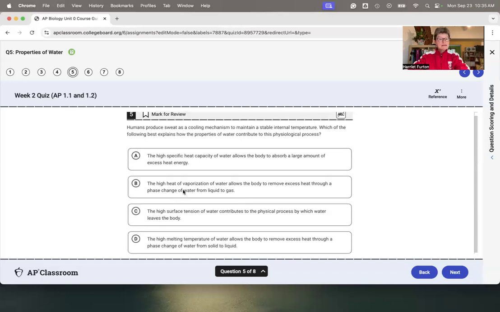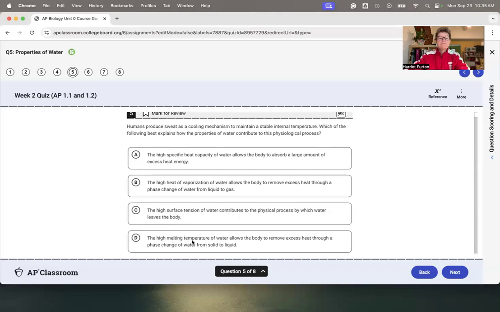So B is pretty true. I would not stop and click B until I read C and D at this point. C: The high surface tension of water contributes to the physical process by which water leaves the body. There's no high surface tension in cooling down the body, so this is not true.